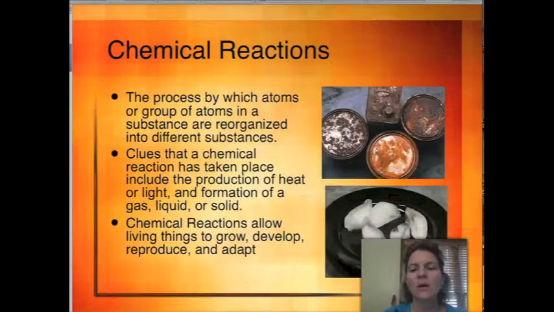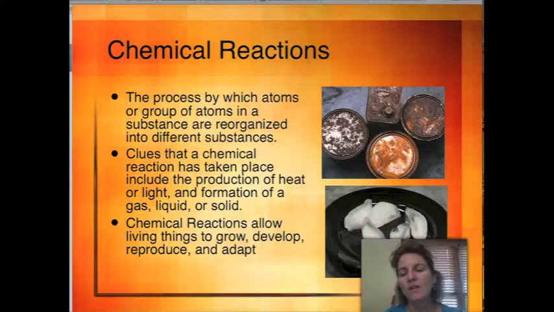All right, so a chemical reaction is any process in which atoms or groups of atoms are reorganized into different substances. And there are some clues that a chemical reaction has taken place. Some clues may be the production of heat or light, or the formation of a gas, liquid, or solid. Some of them could be more obvious than others.